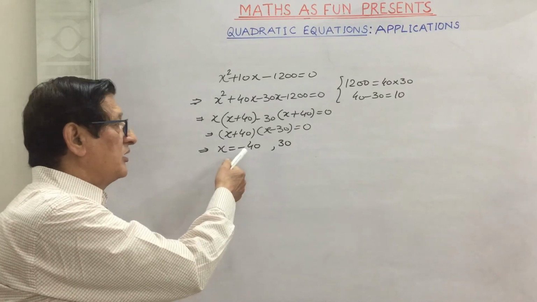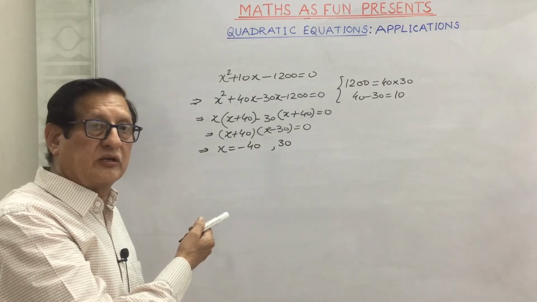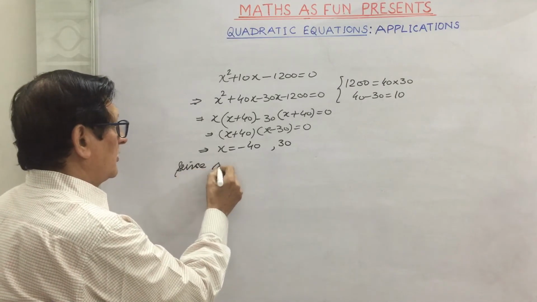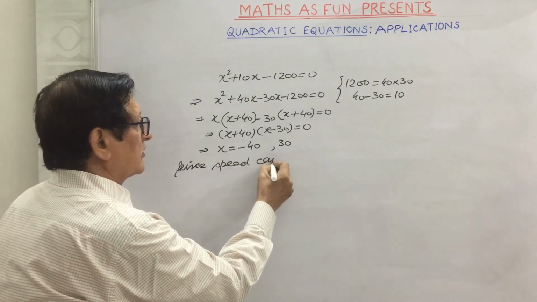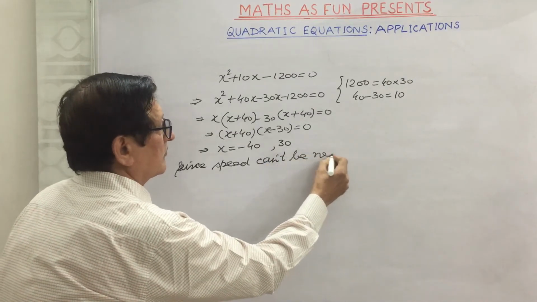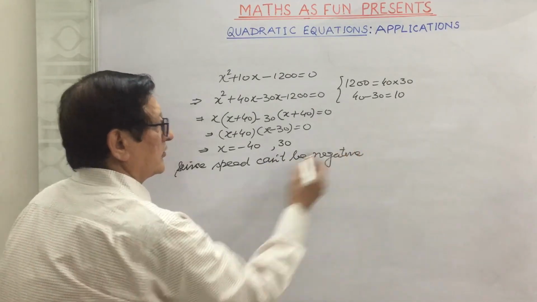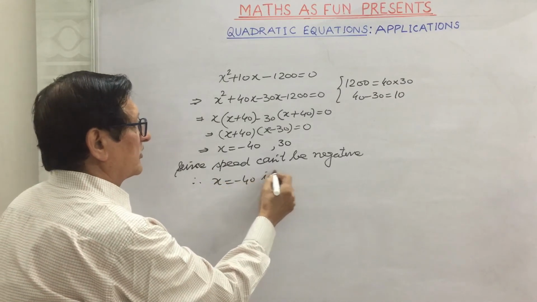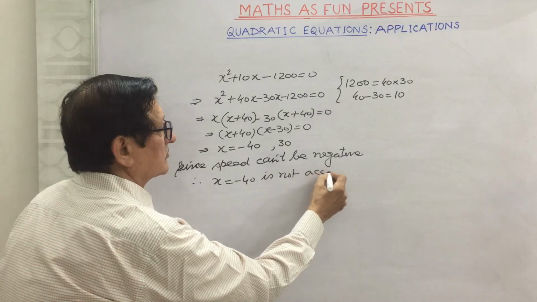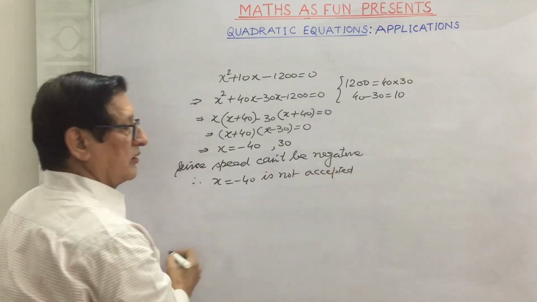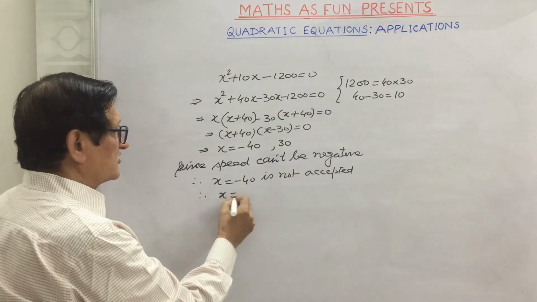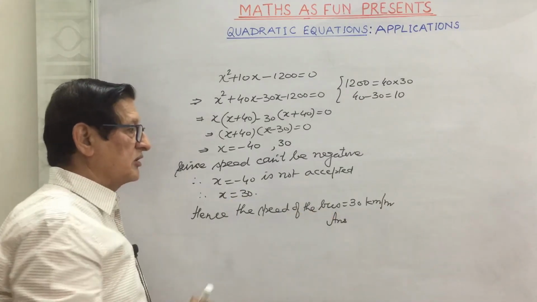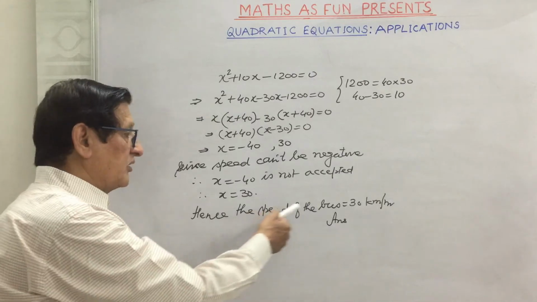But minus 40 is not possible because speed can't be negative. So we write, since speed can't be negative, therefore x is equal to minus 40 is not accepted. Therefore we get x is equal to 30. So we get the answer 30 kilometers per hour as the speed of the bus.